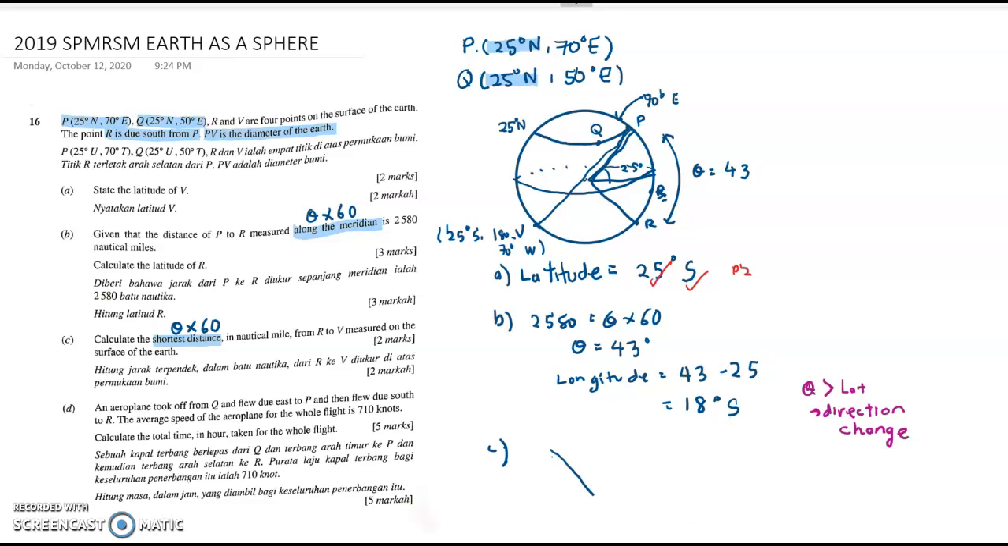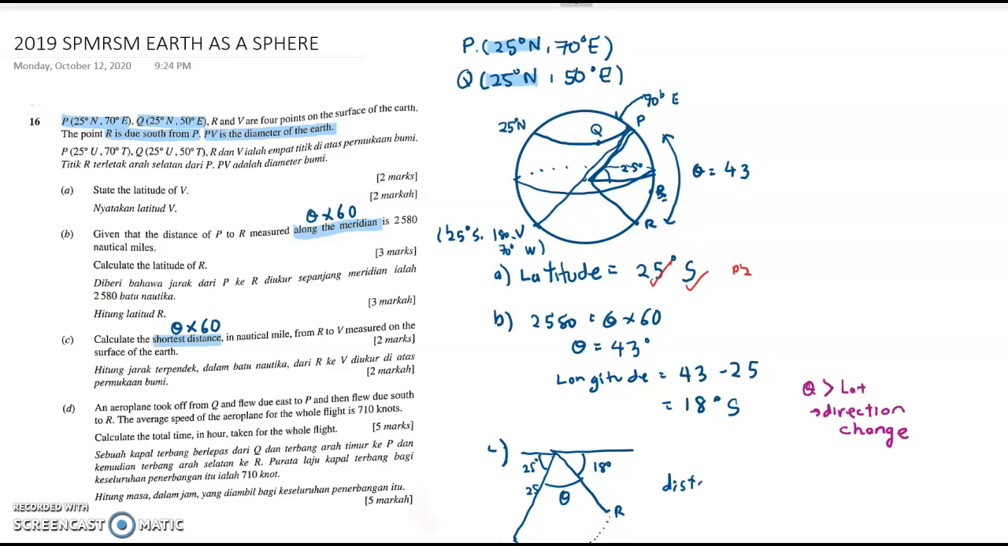So we have R here, and as you can see, it's from the equator. Now it becomes 18 degrees south, while V is 25 degrees south. Here is 25 degrees. So our theta is somewhere here. So the plane is actually flying along here. Right? So now how do we calculate the distance?